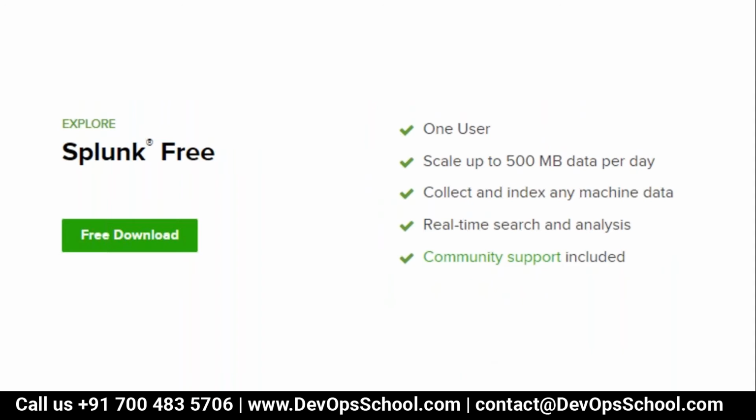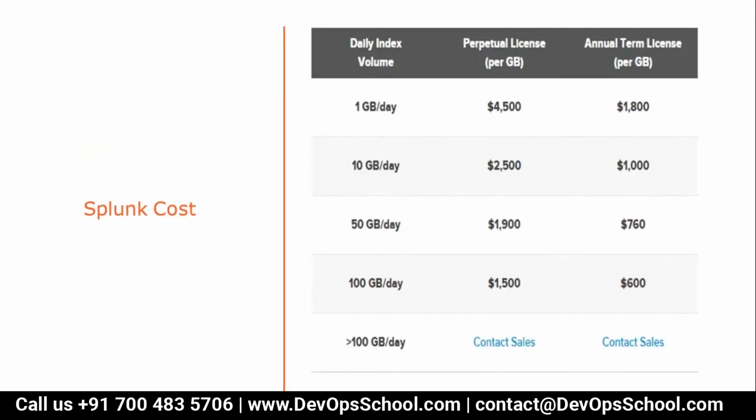Splunk Free, there's one free version also available, which will help you set up one user, which can scale up to 500 MB data per day, which is free, and will help you to collect and index any data and do real-time search analysis. Nothing more, you get it here. Okay, so overall, you see different kinds of costing, daily index volumes, and the differences between the perpetual license and the annual term license.